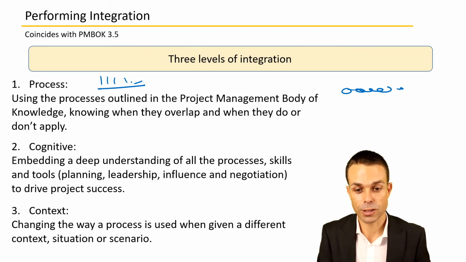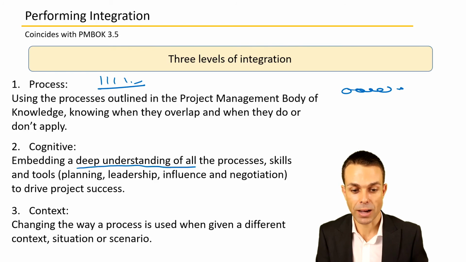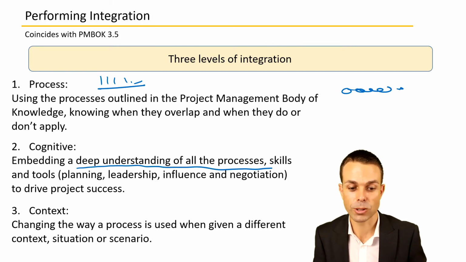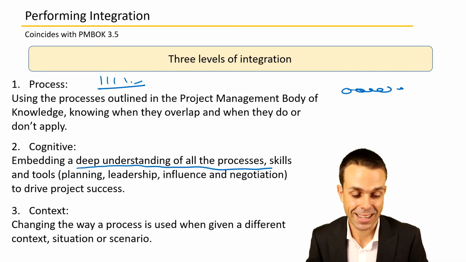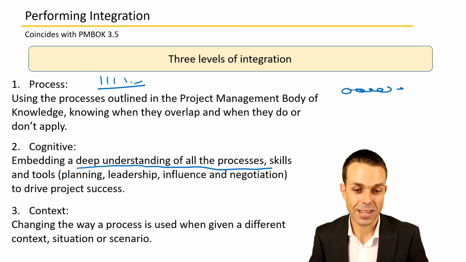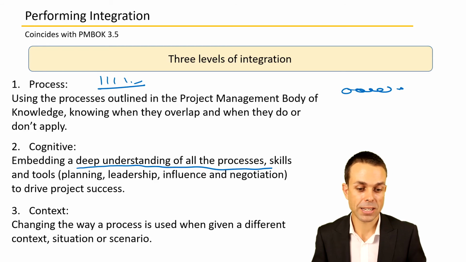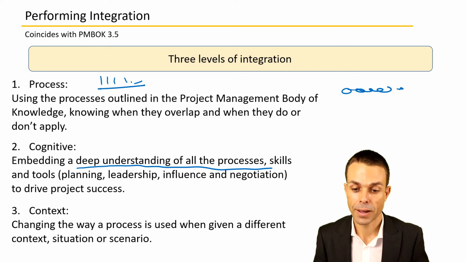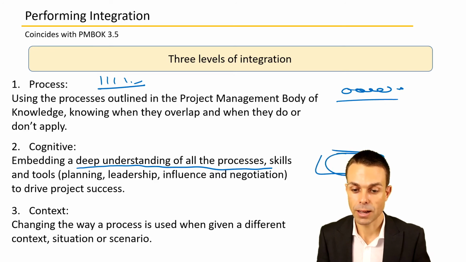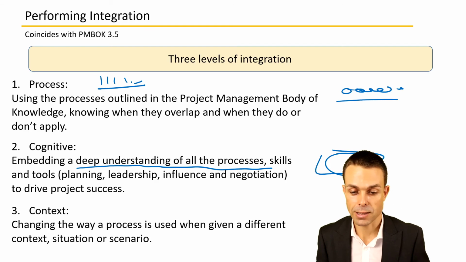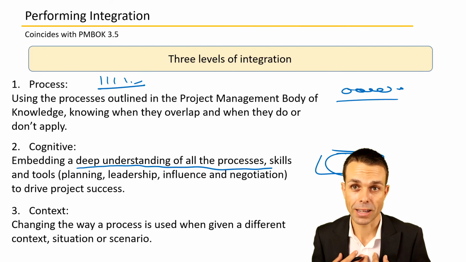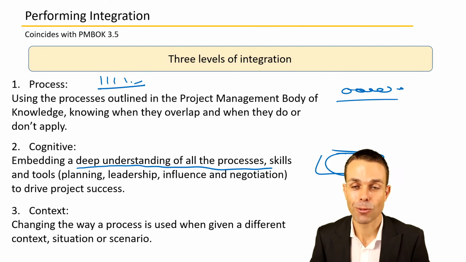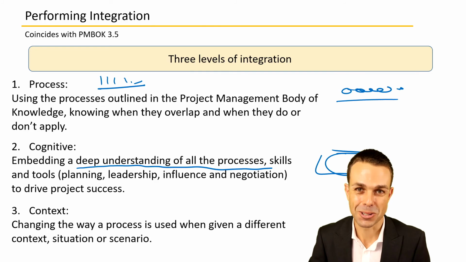There's obviously the cognitive level of integration, where we've got a deep understanding of all of the processes, the skills and the tools to drive a project's success. And lastly, the context level of integration, where we're changing the way a process is used when given a different context, situation, or scenario. So now we've got processes up here, we understand them deeply here, and lastly, we know when to change or modify them because we know them so deeply and so well. And that is the ultimate aim for you as a project manager and a person doing the PMP.